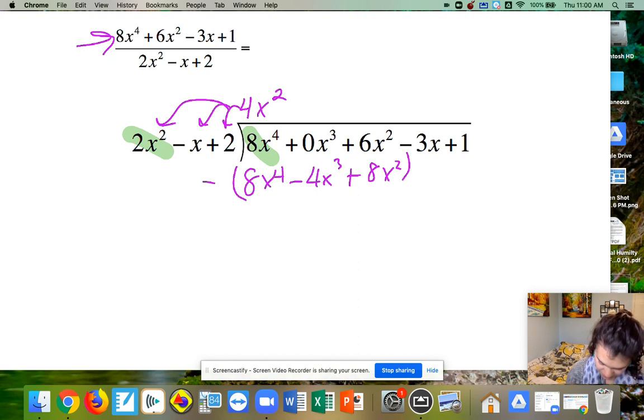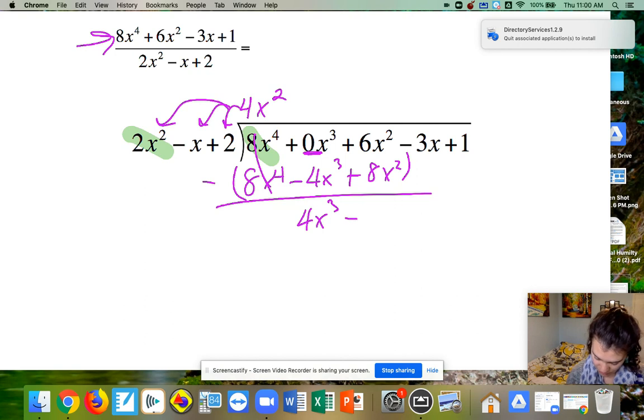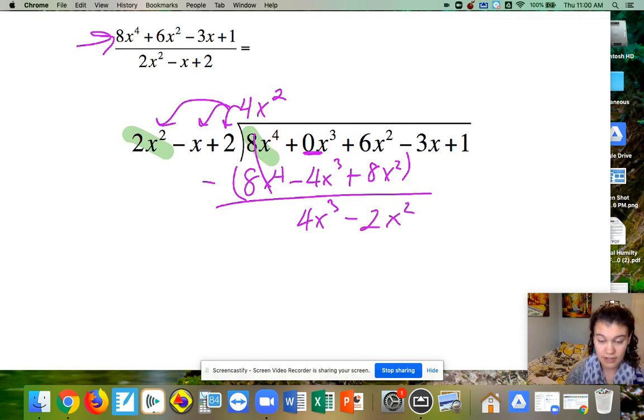So this is where it's helpful to have this, because now I have somewhere to subtract that negative 4x cubed from. If you didn't have that placeholder there, then you wouldn't have anywhere to put that number, and it can get messy. Again, you're subtracting everything, so those are going to cancel. This would become positive 4x cubed since you're subtracting a negative, and this would be negative 2x squared, since 6 minus 8 is negative 2. So be careful, careful, careful.